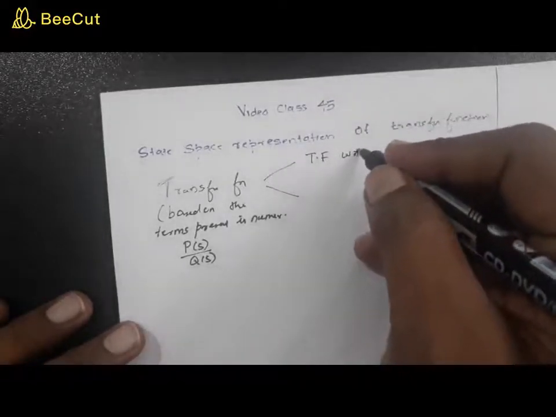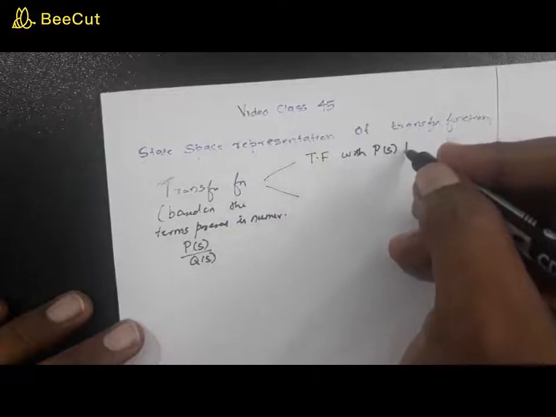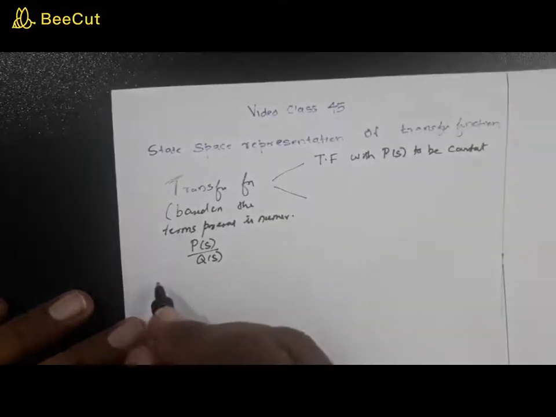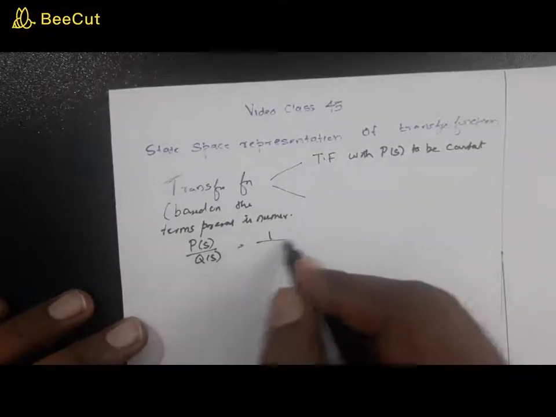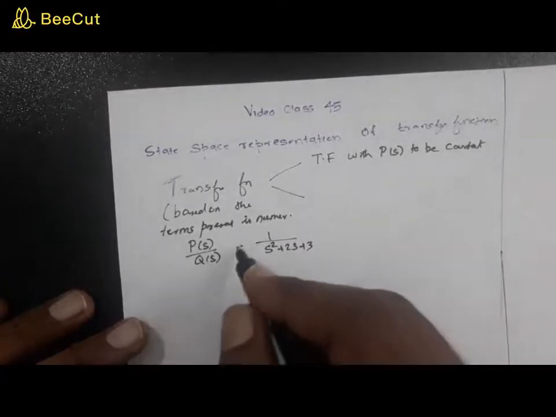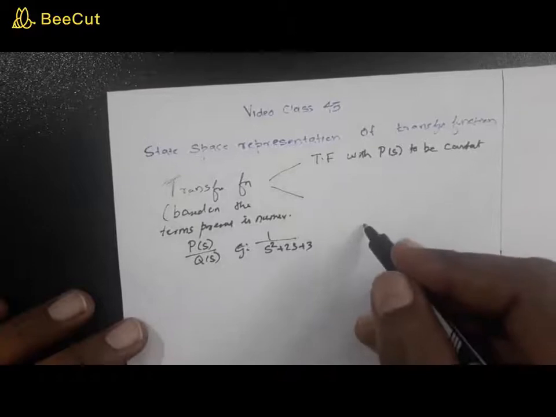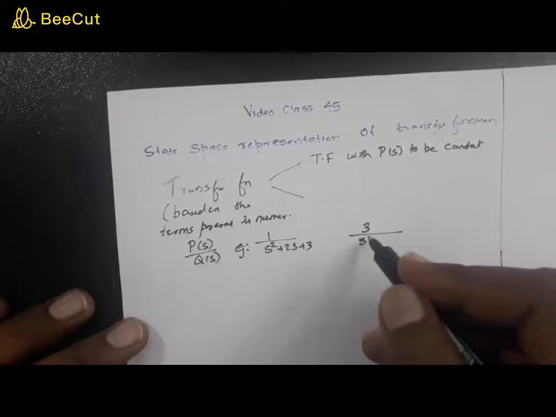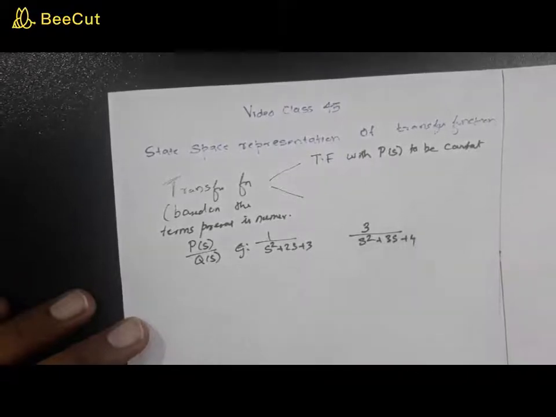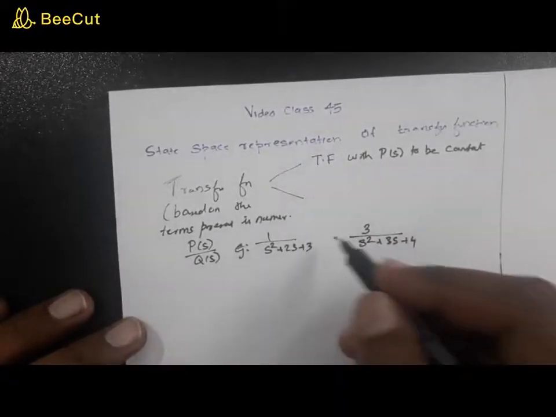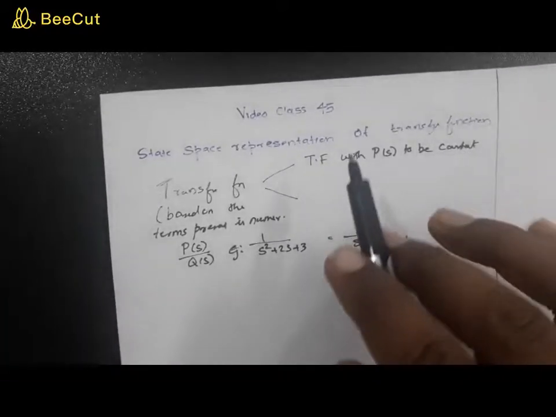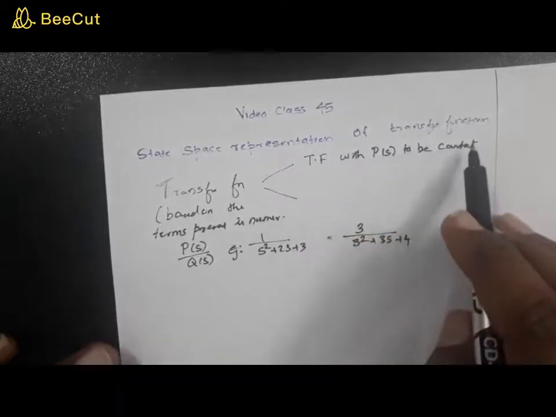You can have a transfer function with p of s to be a constant. For example, 1 by s square plus 2s plus 3. Another example is 3 divided by s square plus 3s plus 4. All these transfer functions come under this category, a transfer function with p of s being a constant.